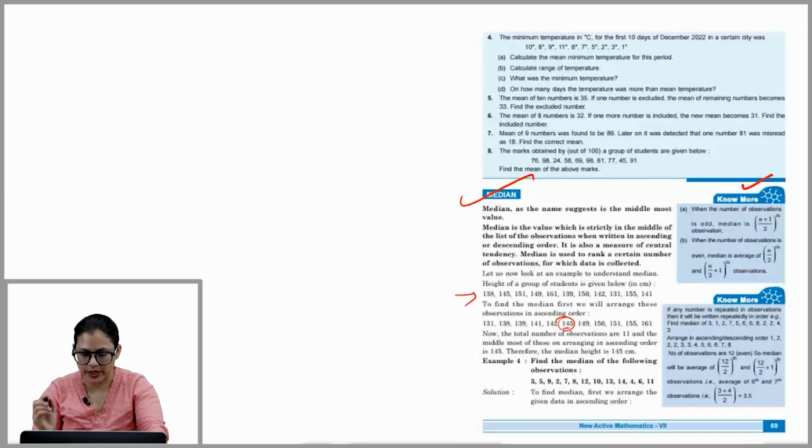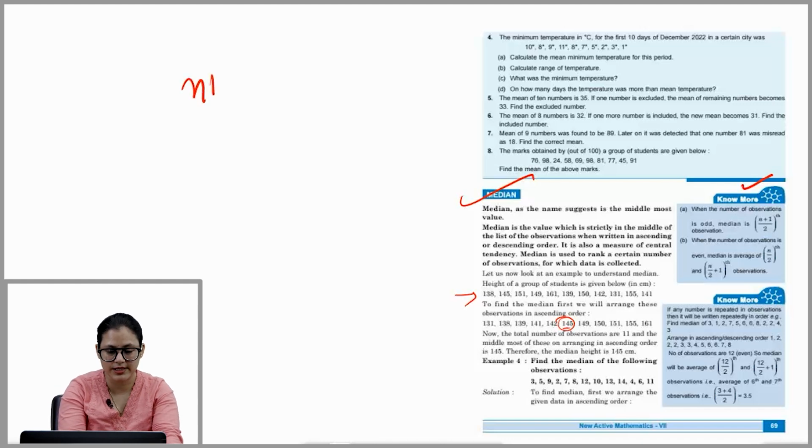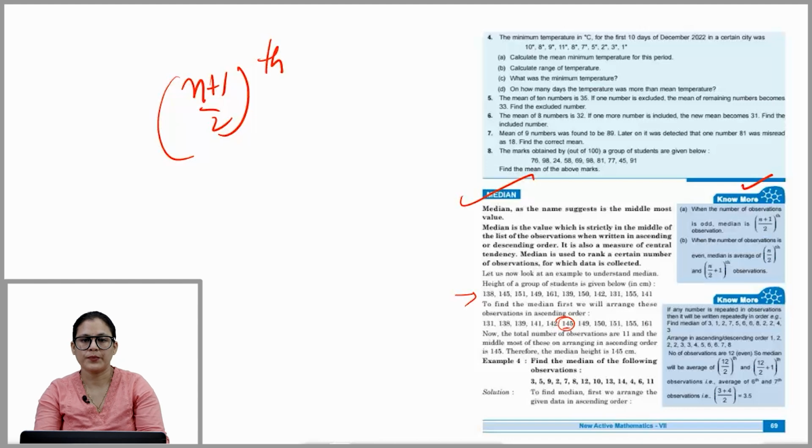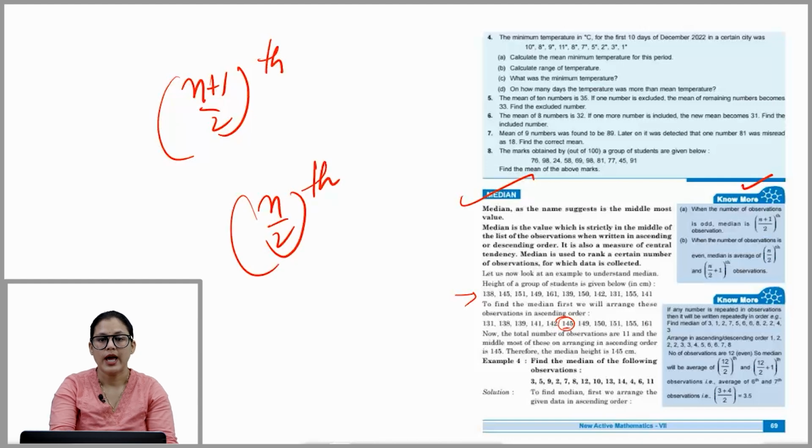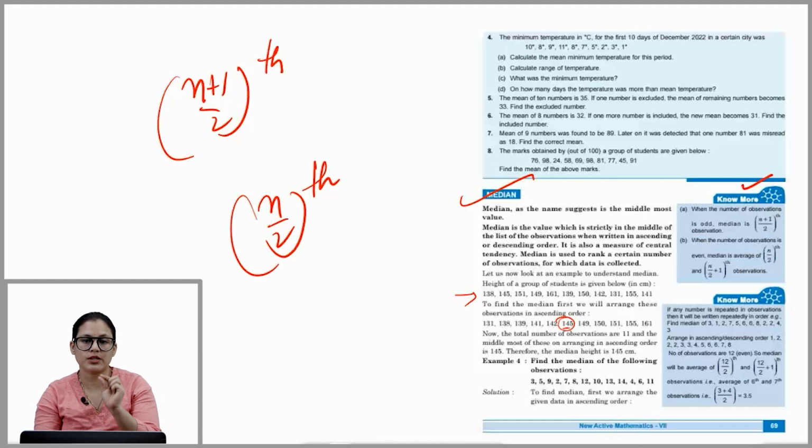When the number of observations is odd, what is the median? This is the formula: the (n plus 1) by 2 th observation. And when the number of observations is even, the median is the average of the n by 2 th and (n by 2 plus 1) th observations. If any number is repeated in the observations, then it will be written repeatedly in order.